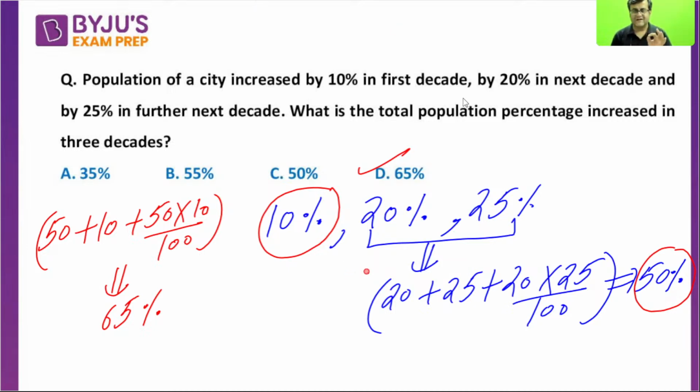Everybody must respond with yes. Successive has become very simple now. 20% and 25% will give you overall 50%. 50 and 10 you can apply and it will give you 65%.